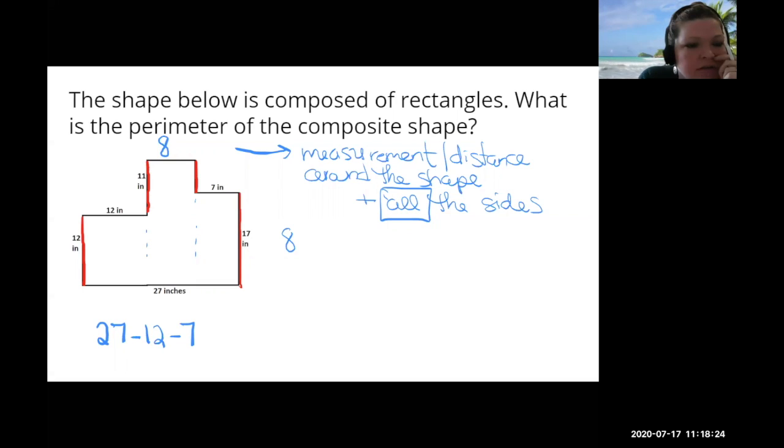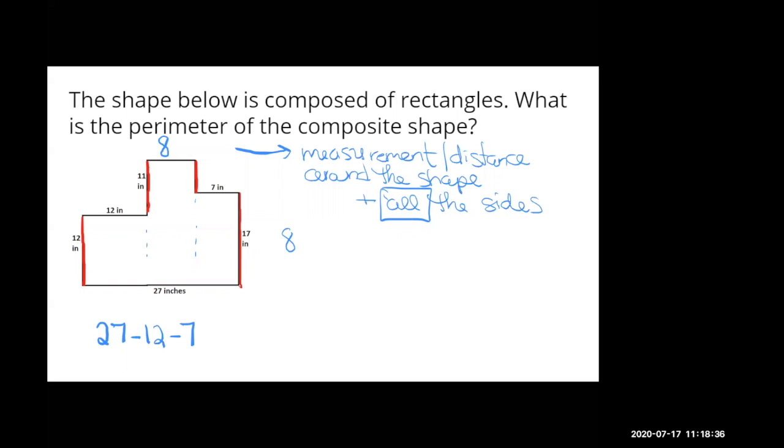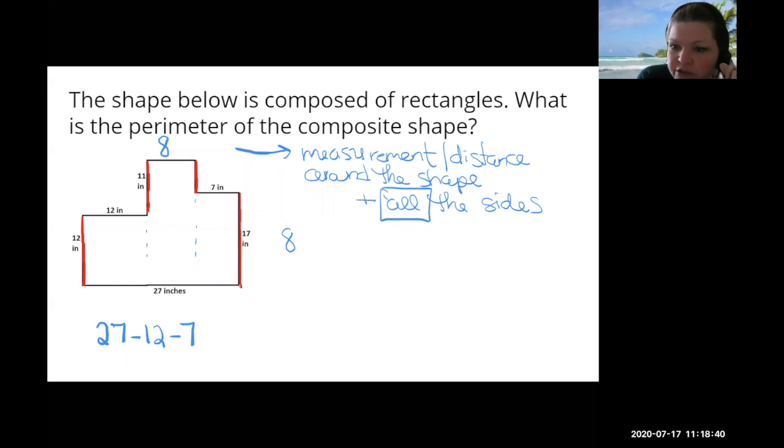No, wait, maybe I'm wrong. No, I'm wrong. Let me think about that, because I think a lot of students would do that. So let me think about why I would not do 11 minus 7. Oh, I know. It's because 7 is running in the opposite direction. Yes. It's going left, right instead of up, down. It doesn't come into play right now. Good. Okay, so that's not going to work.